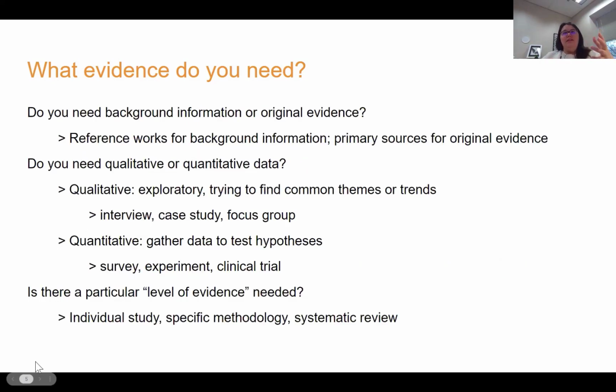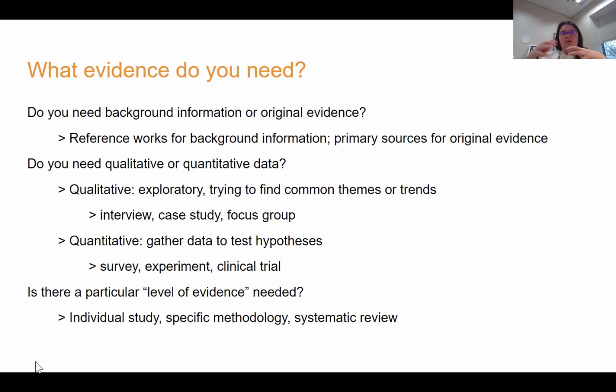And again, continuing on, do we need background information or original evidence? So again, are we looking for a summary, an overview of a topic? We don't necessarily need to know if a scientist did an experiment and what those results are, or maybe we do need that primary evidence of that original research. Are we looking for qualitative or quantitative data, right? Are we looking at things from a very mathematical standpoint? Are we looking for that human interaction and gathering that data to see what the perception of something is, okay?